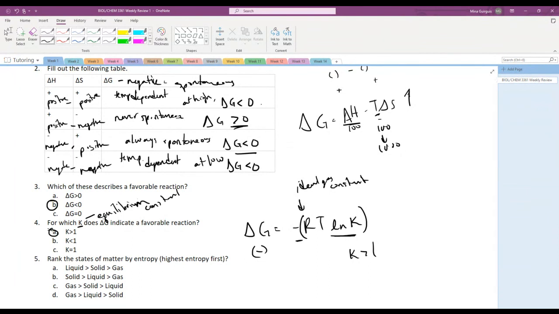Okay. So rank these states of matter by entropy with the highest entropy first. So if we think of entropy as disorder, then the most disordered state of matter is the state of matter in which things are kind of flying around most crazily, if that makes sense. And that would be a gas. If we think of the most ordered thing, it is the thing in which things are relatively stationary, nothing is shaking or moving excessively, and that would be a solid. And so the answer to this one is D.